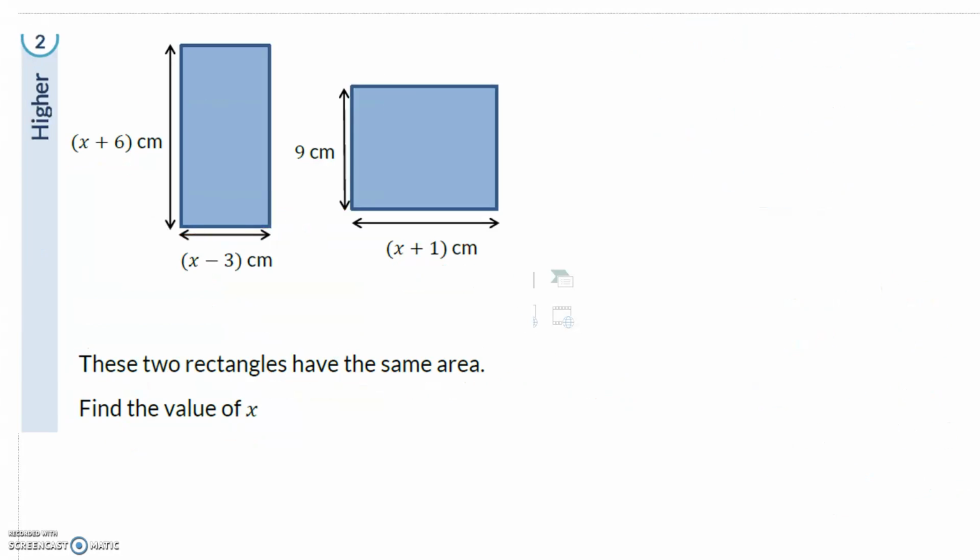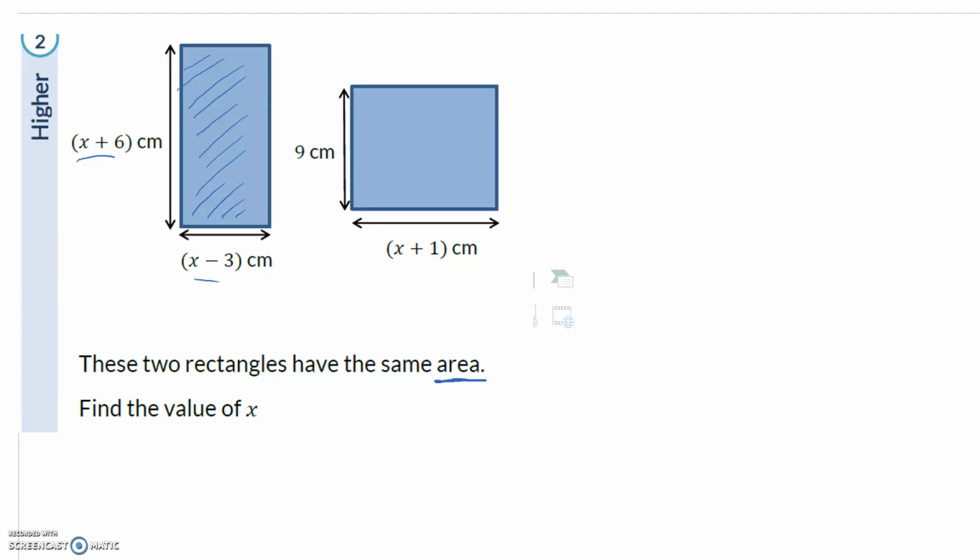Okay, let's have a look at the higher tier question. It looks similar, but this time we've got 2 rectangles. And the crucial different keyword this time is area. These 2 rectangles have the same area. So we're going to write some expressions, one for each rectangle, but this time we do want to multiply the length of the sides, because this time we're dealing with area. What's the area? It's the space inside that shape.